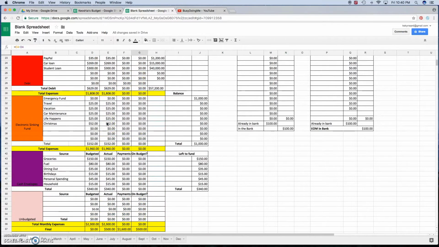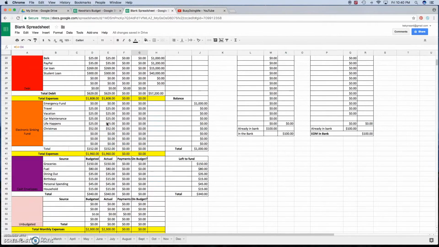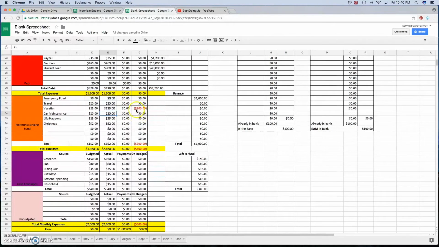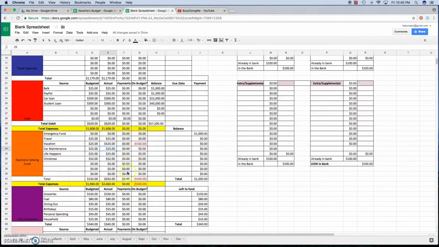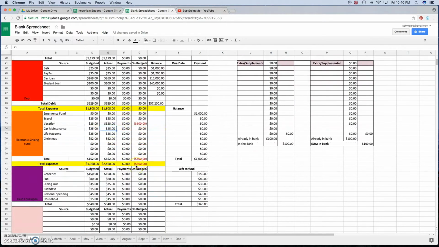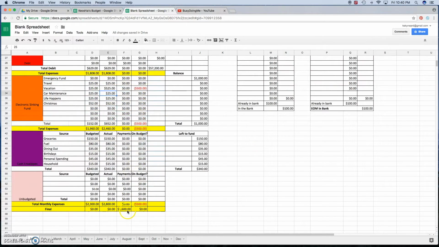So now you need to allocate that $500 somewhere. So let's just say you want to beef up your vacation fund because you're about to go on vacation. So you're going to do equals 25 shift plus 500. Enter. Now it's telling you that you're $500 over your budget. But if you notice down here, you're not over your budget because you had $500 extra dollars to be able to cover this overage. All right. So now you're at $1,600 here.